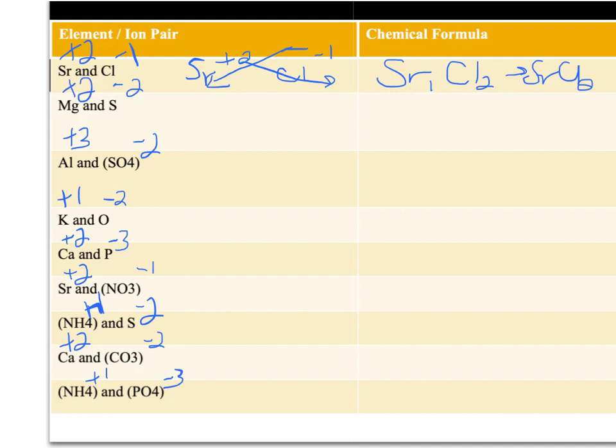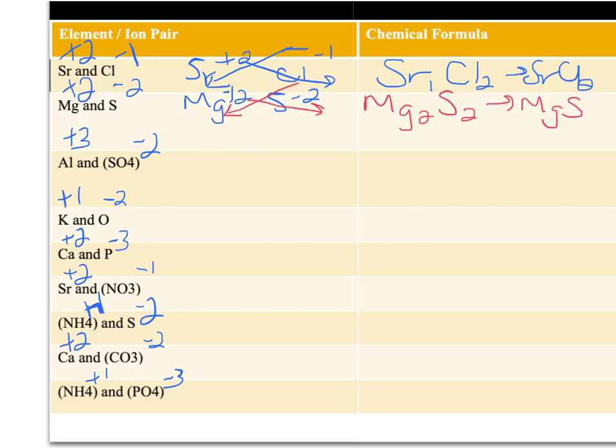The next compound here, the Mg and the S. So Mg +2, S -2. Okay. Applying the crossover rule, that rule says the -2 comes over here, becomes magnesium's subscript, so it loses its sign. The +2 comes over here, becomes sulfur's subscript, loses its sign. So Mg2S2. And what you should see is that those will reduce to just MgS.